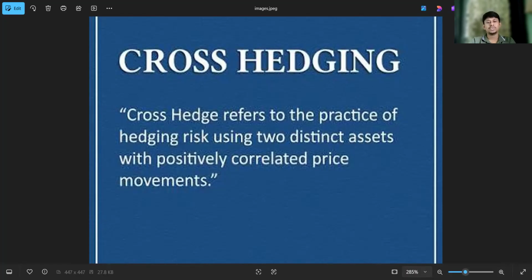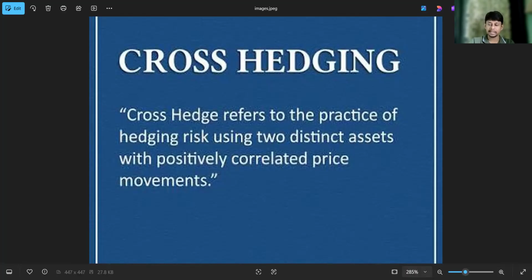So you run a company that uses jet fuel. You want to protect yourself from rising fuel prices. But there is no easy way to trade jet fuel futures. What do you do? You hedge with something close enough, like crude oil futures. That is called cross hedging. And today I'm going to show you exactly what it is, why it exists, and where it can go wrong.